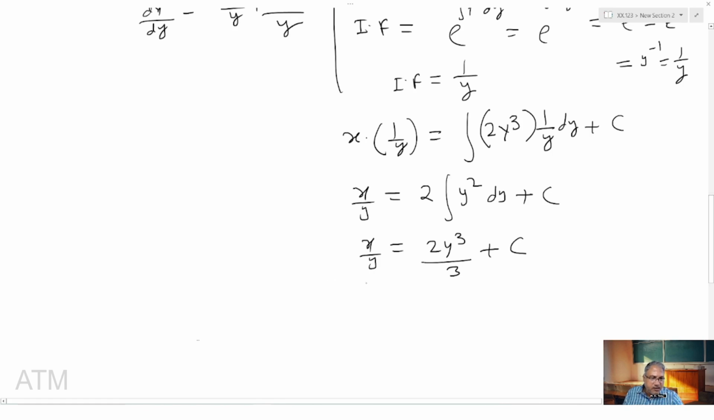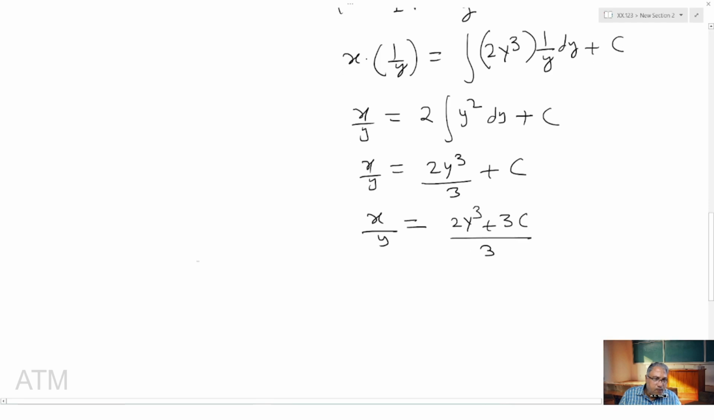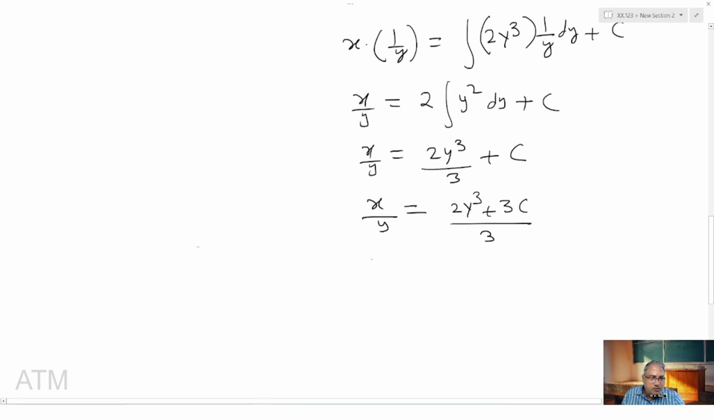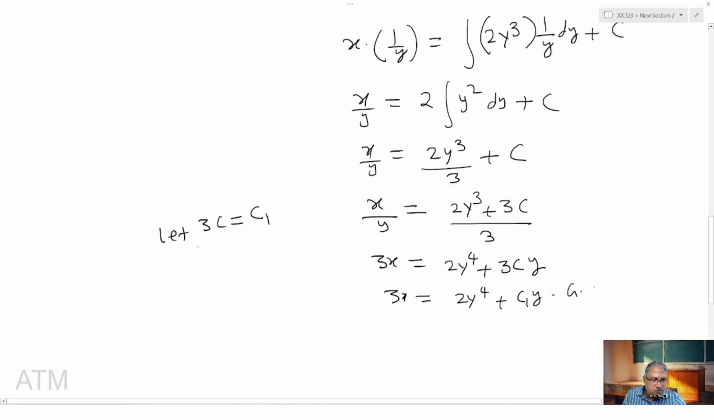Keeping c as it is. Later on we can write c1, c2, etc. That is also another way of selecting the constant. So that is 3c upon 3. Now simplifying this, we get 3x equals 2y raised to 4 plus 3cy. Let 3c be another constant equal to c1. This way also some teachers select. So 3x equals 2y^4 plus c1 y. This is the required general solution.